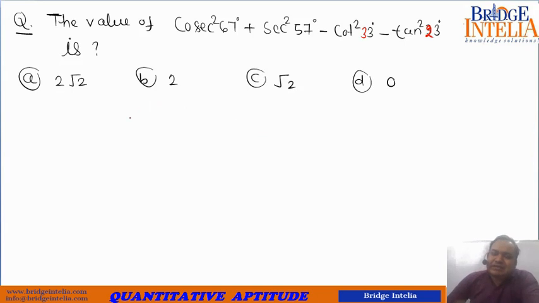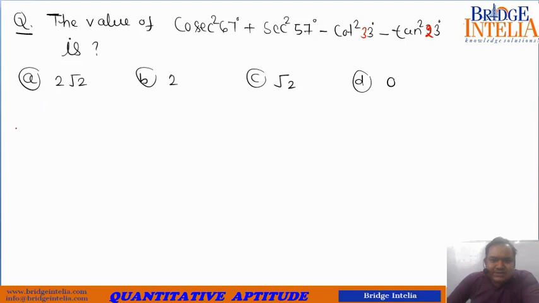This is a very, very good question. But there is a big giveaway. So what is the giveaway? The use of complementary angles. So 67 and 23, they are complementary. 57 and 33, they are also complementary as well. So you'll have to make use of that.